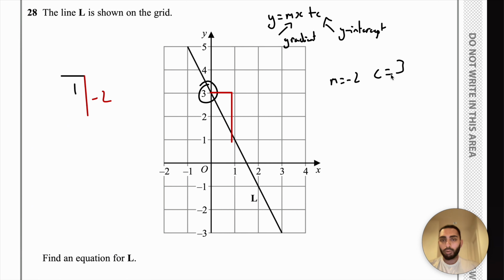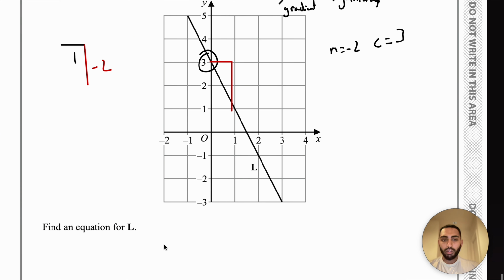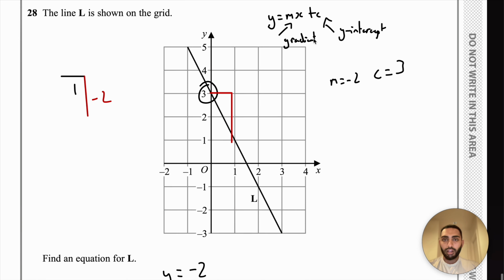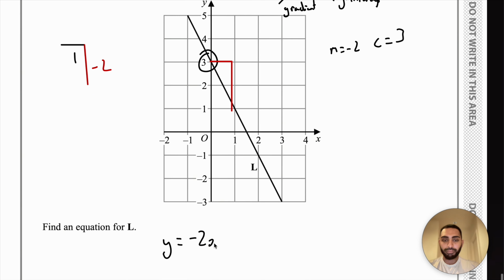I've got my c value. I just need to substitute both of these into here. So I'm swapping this m and this c with these two values. So y is equal to, we know m is -2, x plus 3.